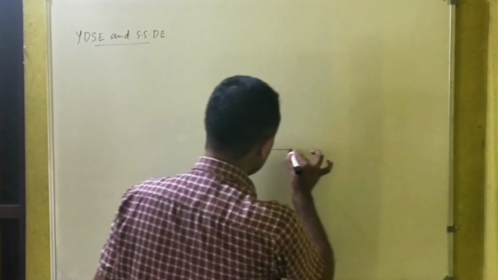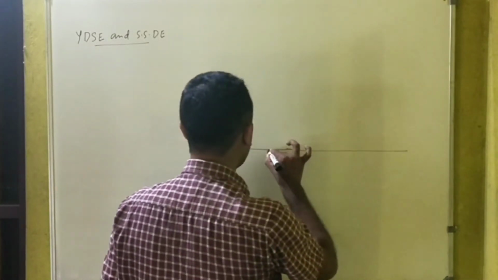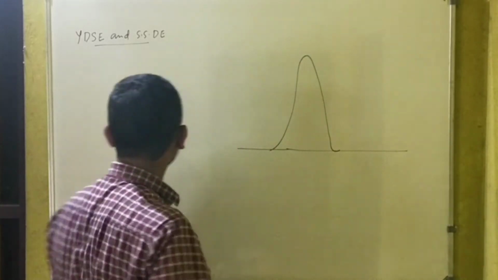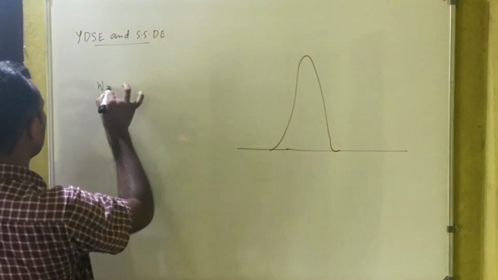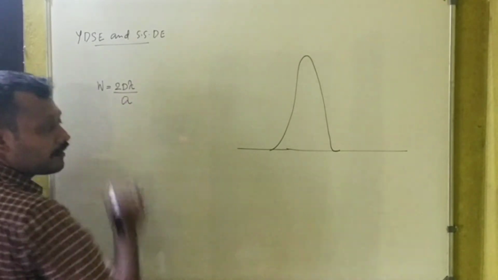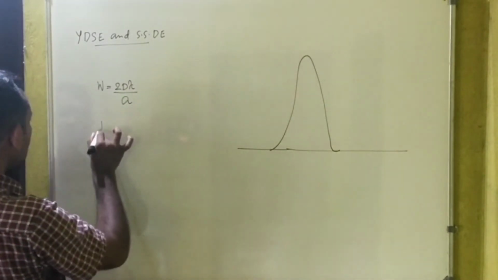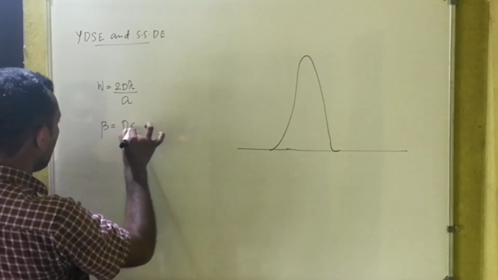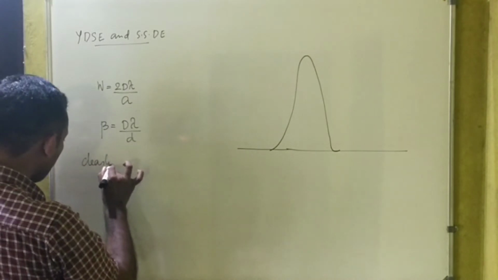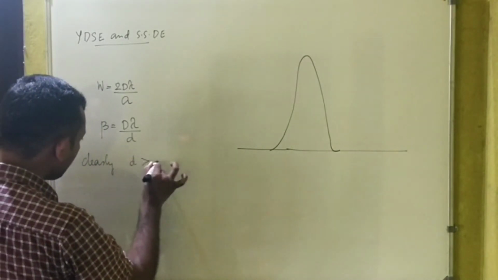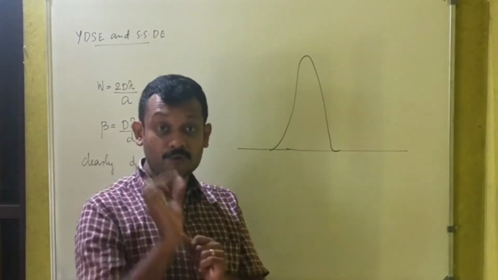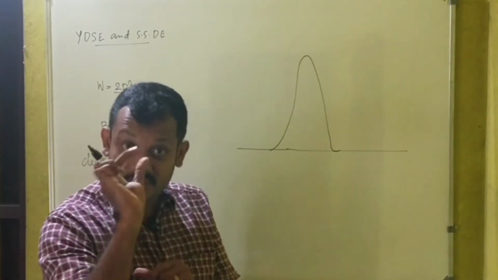So we know that in single slit diffraction, the intensity of the central maxima is very large, and the width of the central maxima is 2dλ divided by a. The fringe width β is equal to Dλ divided by d. Clearly, d is greater than a. Here d is the separation between the two slits, and small a is the width of a slit.